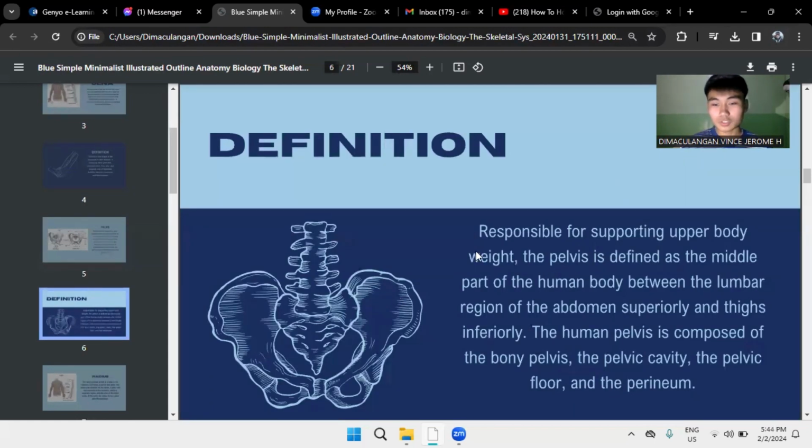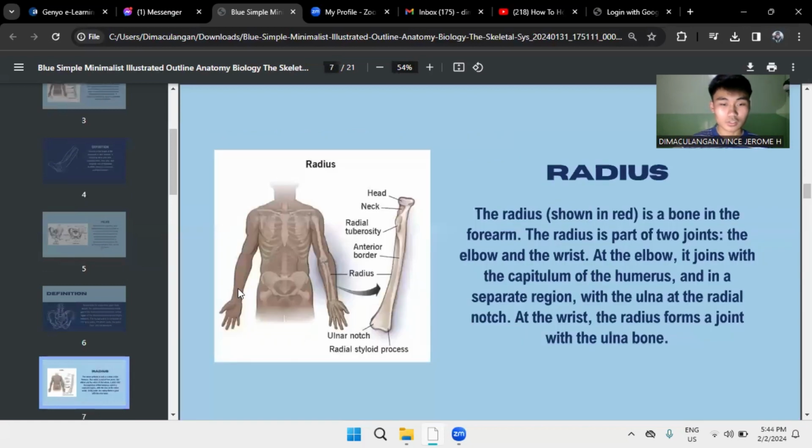Definition of pelvis. Responsible for supporting upper body weight. The pelvis is defined as the middle part of the human body between the lumbar region of the abdomen superiorly and thighs inferiorly. The human pelvis is composed of the bony pelvis, the pelvic cavity, the pelvic floor, and the perineum. Next is radius. The radius, shown in red, is a bone in the forearm.